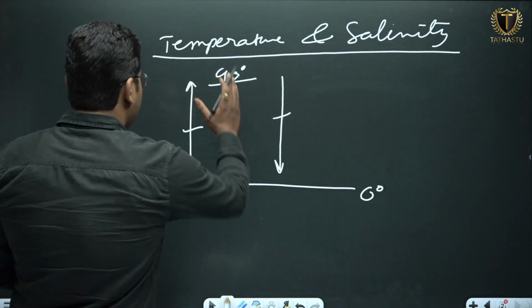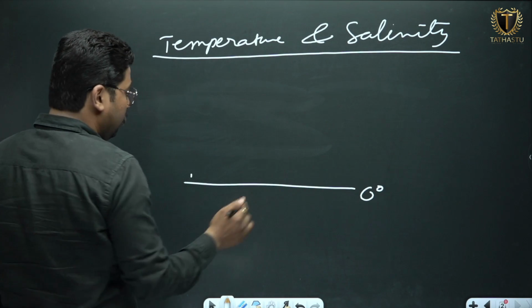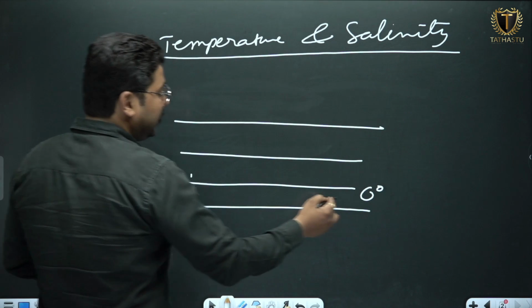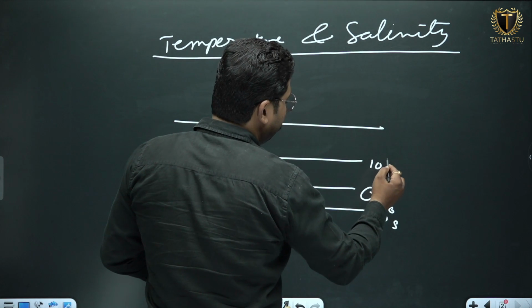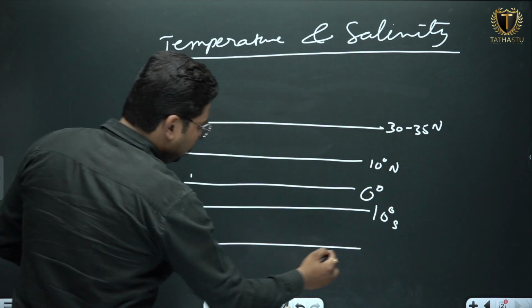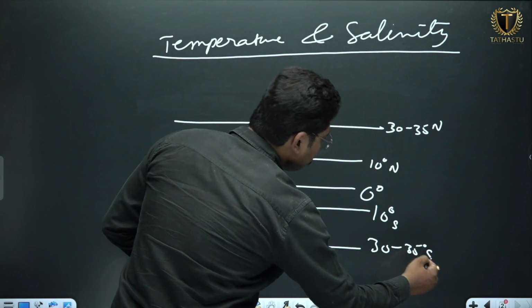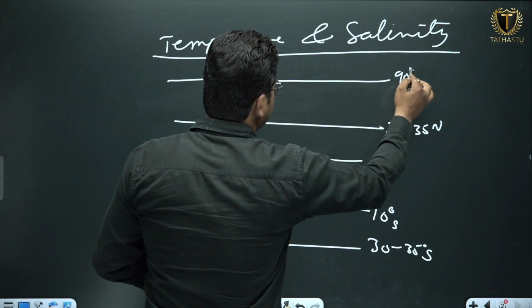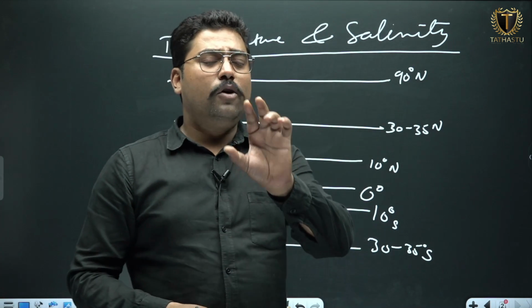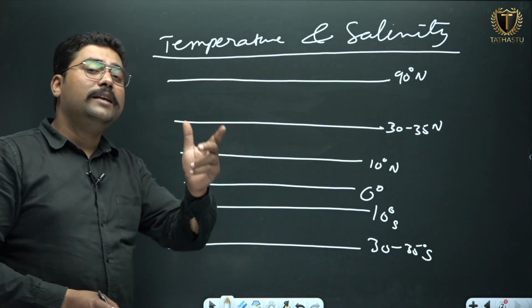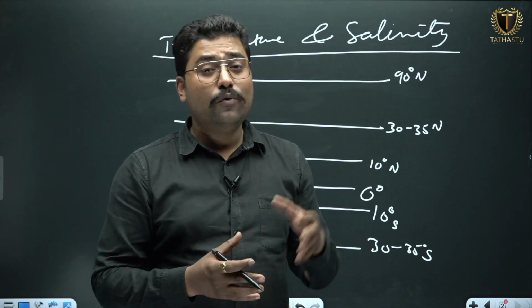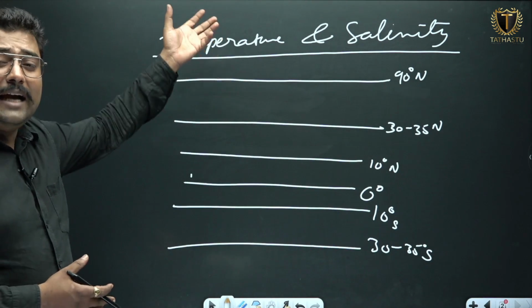And if we see the salinity distribution of the ocean water, then what we see: 10° south to 10° north, then after 30-35° north, 30-35° south, then towards the poles, north and south. So the question comes simply in exams also: which latitudes will have more salinity and which latitudes will have less salinity, or what will be the salinity ratio when we are moving from the equator towards the pole, either north or south.